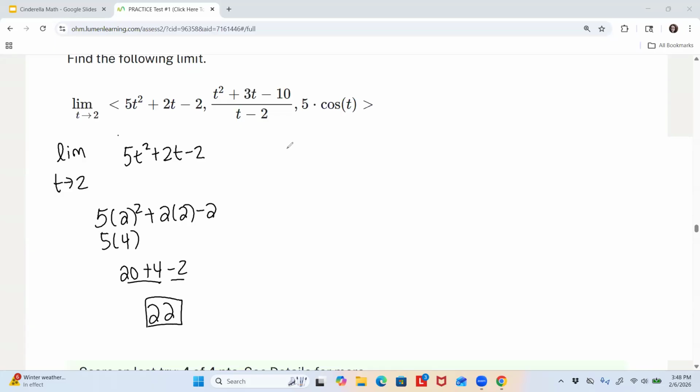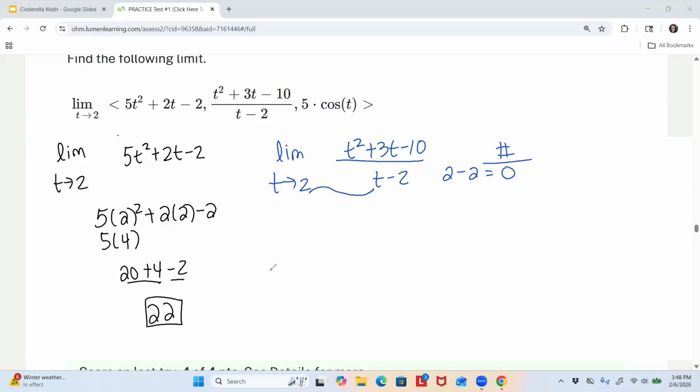Middle one. So limit as t approaches 2 of t squared plus 3t minus 10 over t minus 2. Now we have an issue here. If you put in 2 on the bottom, 2 minus 2 is 0, and we can't do a number divided by 0, right? We can't divide by 0. It's not defined. So here, remembering back to your Calc 1, we're going to do L'Hopital's rule, where you take the derivative of the top and bottom and you try again.